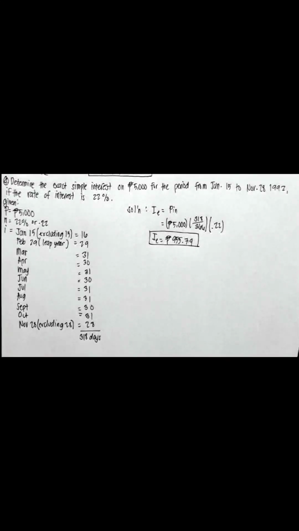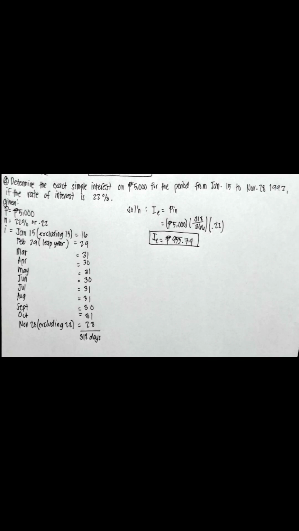Determine the exact simple interest on 5,000 pesos for the period from January 15 to November 28, 1992, if the rate of interest is 22%. Recall the exact simple interest formula, which is IE equals PIN, and since our N is the period from January 15 to November 28, 1992, we need to count the number of days in each month so that we can determine our N. As you can see on the paper, these are the number of days in each month, and I came up with 318 days.